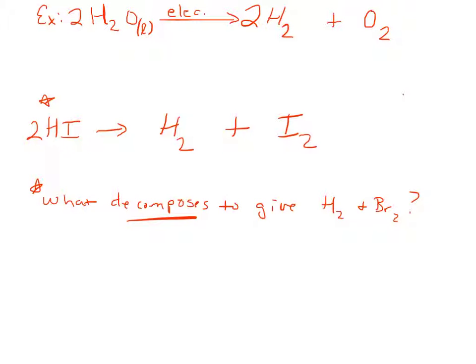Alright, next one. What decomposes to give you H2 and Br2? Well, we know we're going to get H2 plus Br2, and there aren't too many things that we can get when we put those together. So let's see. Hydrogen is +1. Bromine is -1. Together they would form the compound HBr, hydrobromic acid. And we would need to balance it, so it would look like that.